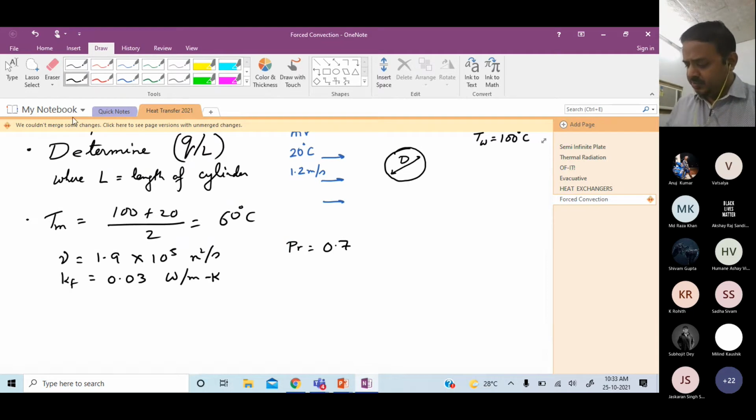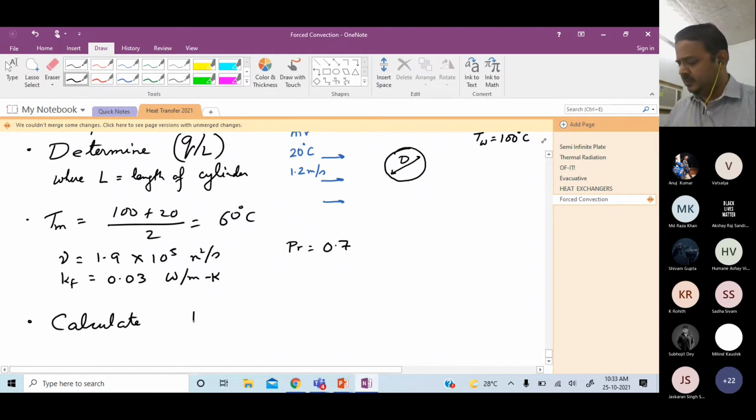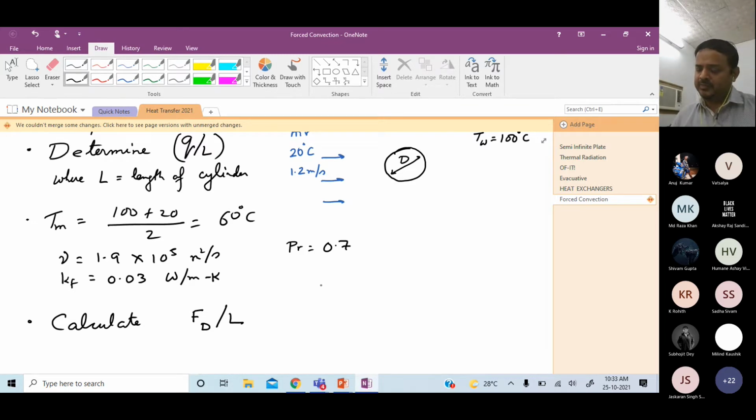And also in part B, calculate the drag force Fd by L, per unit length. Please solve this. The second part especially needs some knowledge from your earlier fluid mechanics.